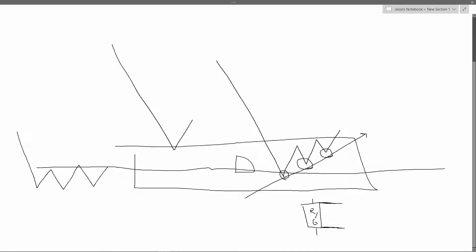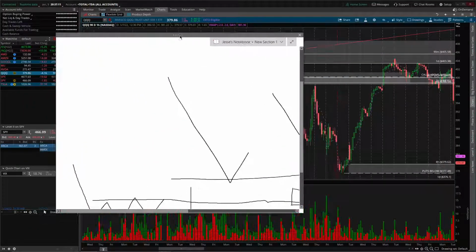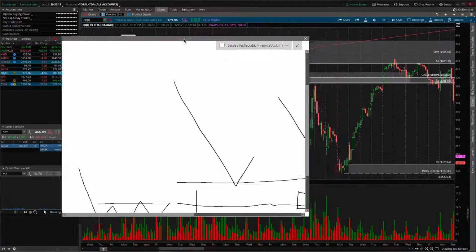So, what you want to see here, again, is the opposite of what we saw in supply. You want to see price make higher lows when they're in this demand zone for you to take a long position, okay? Let me see if I can show you guys on this QQQ chart what I'm talking about, okay?